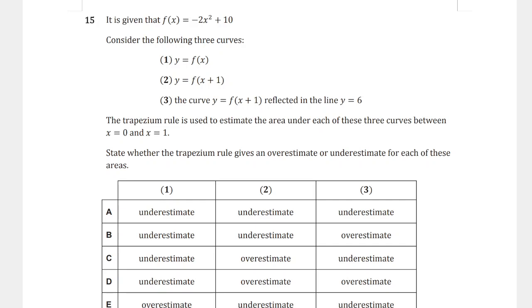Okay, so what determines if something gives an over or under estimate with the trapezium rule? You know, if it's concave or convex, right? If it's convex, then it gives an overestimate, right? If it's concave, then it gives an underestimate, yeah? So, let me just use a picture to convince you.